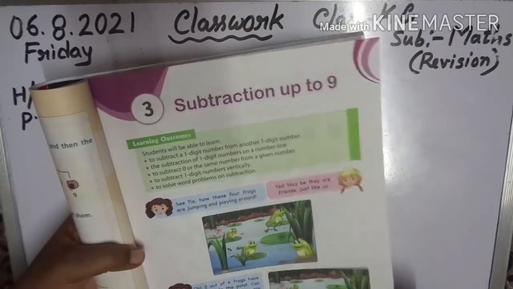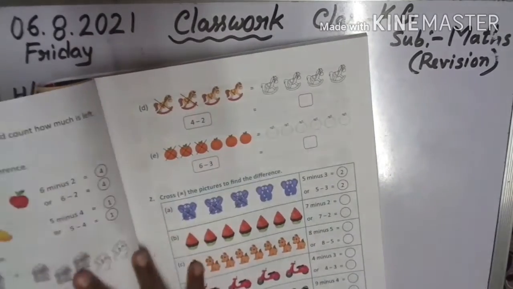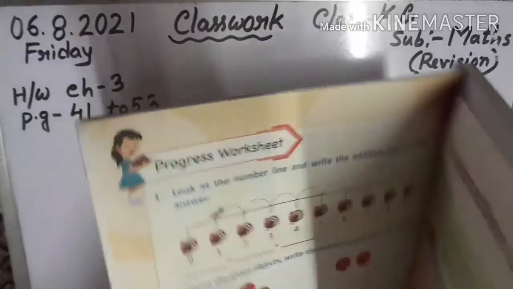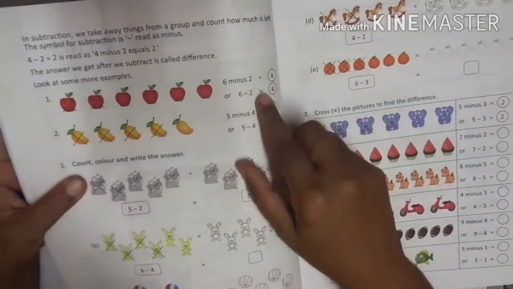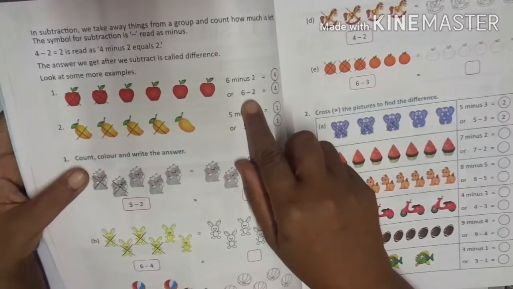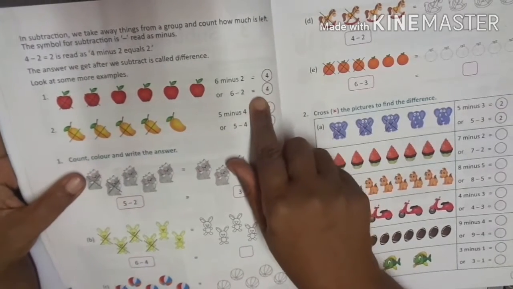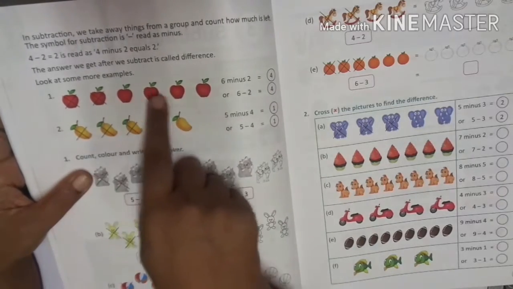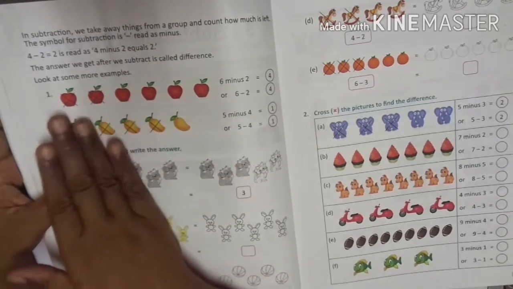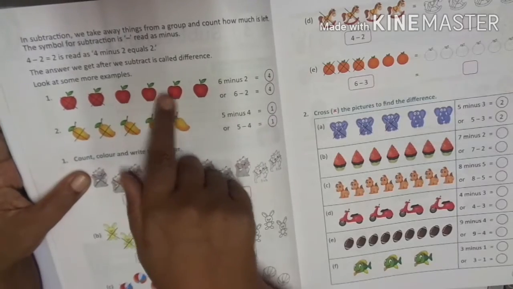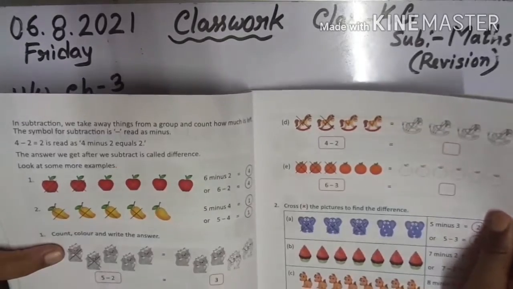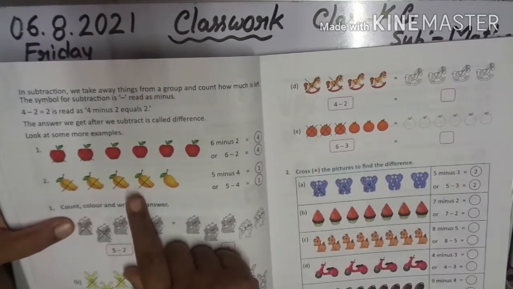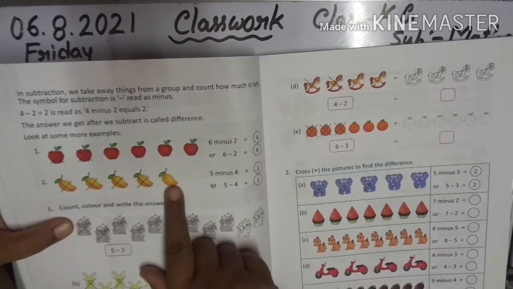Subtraction means minus sign. Page 42. 6 minus 2. Okay, 6 minus 2 is equal to 4. See, 6 apples is here. 1, 2, 3, 4, 5, 6. 2 minus. So left 1, 2, 3, 4. Mangoes, 1, 2, 3, 4, 5 mangoes is here. 4 minus. So left 1.